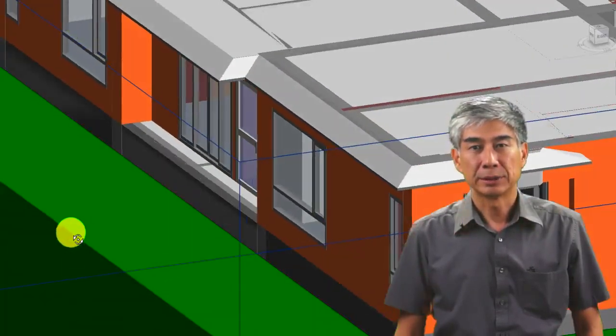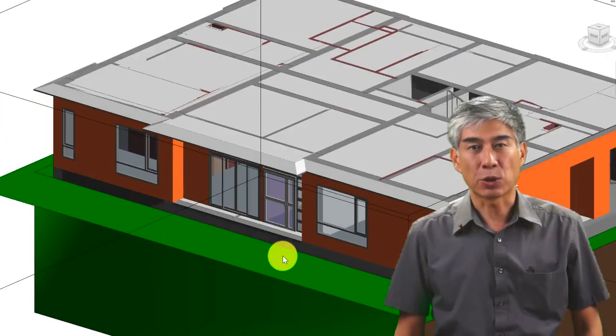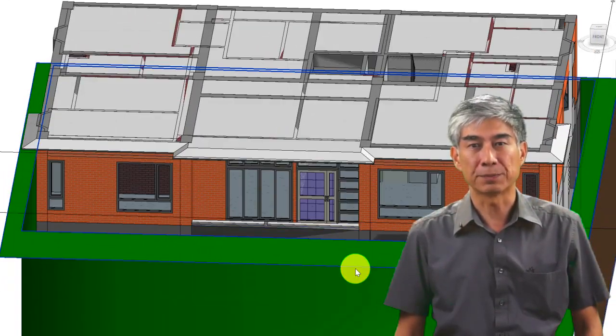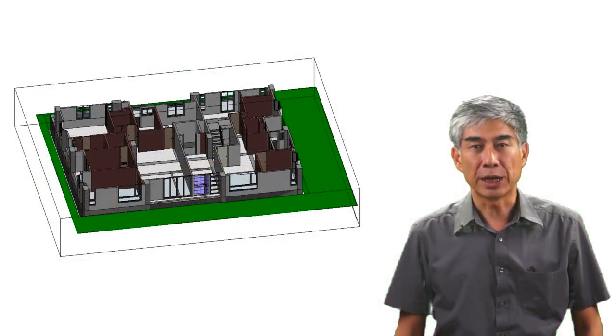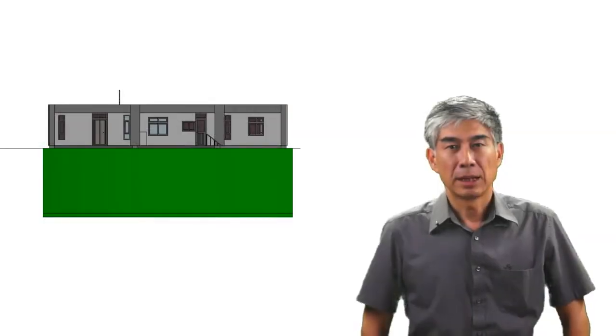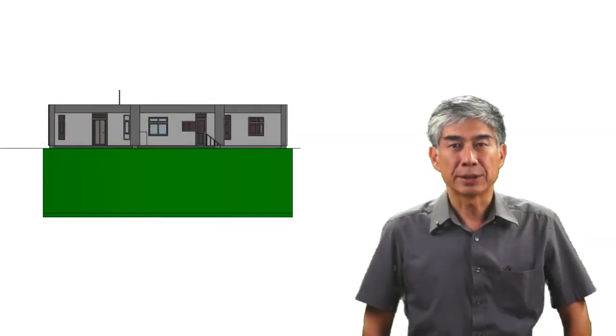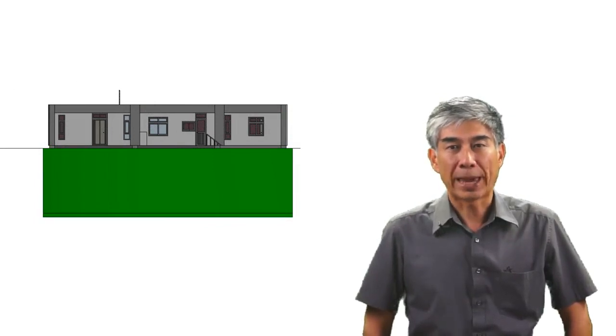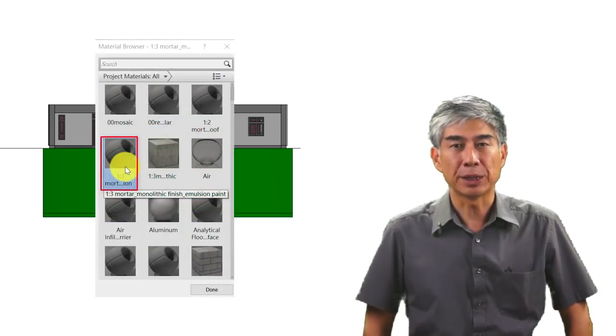In practice, interior decorations are constructed from top to bottom of the space in the floor, so ceilings usually come first. Here, we also follow the same sequence. Let us start from the ceilings in the basement. We can use the pen tool to paint the ceilings in the basement with the 1-3 mortar monolithic finish emulsion pen.